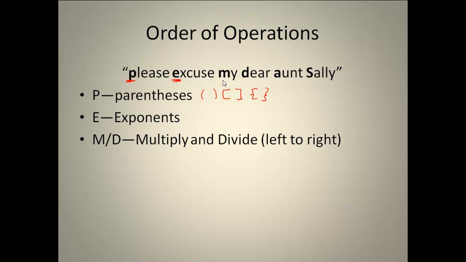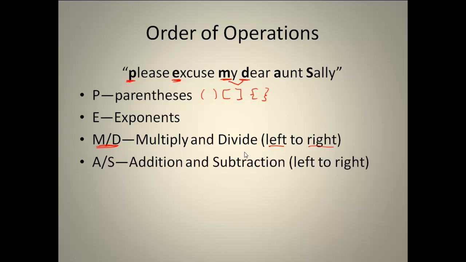The M and the D go together. If you think of these as different power levels, parentheses is by far the highest. It's the first, most powerful. Exponents is next. Now multiply and divide, even though in our little saying M comes before the D, these are equal. They are equal to each other. So multiply and divide, they're inverse operations, so they have the same power. Well, when you get into a situation where you have multiplication and division, you always go left to right.